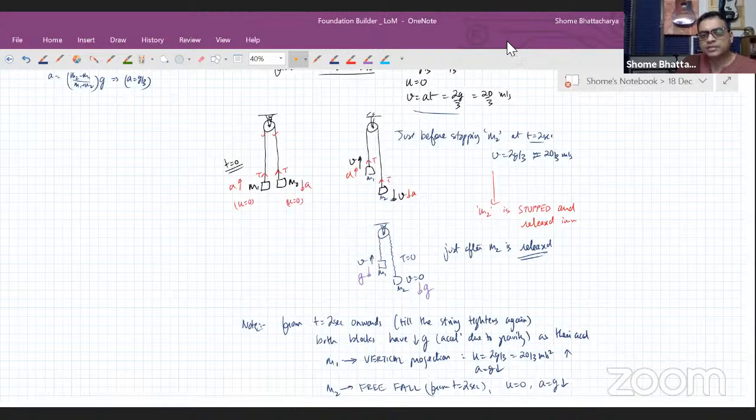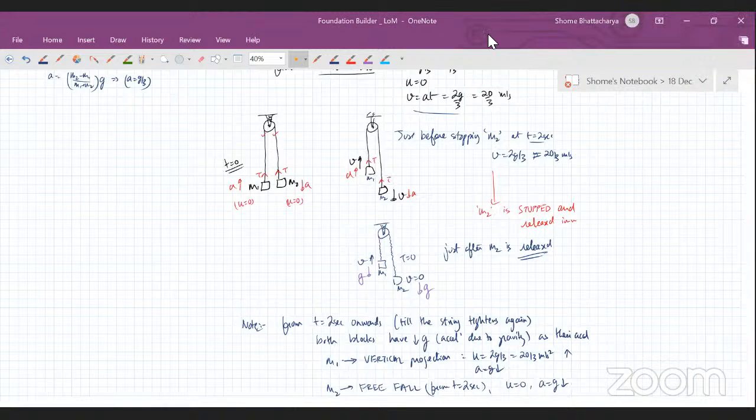Try to visualize the situation and understand what I've written over here in terms of the motion after t equal to 2 seconds. When you stop this block M2 for a moment and release it, the moment you release it, tension stops acting on it. So it goes down in a vertical free fall. Now g is acting on it, no tension is acting on it, so it's in free fall starting from rest.